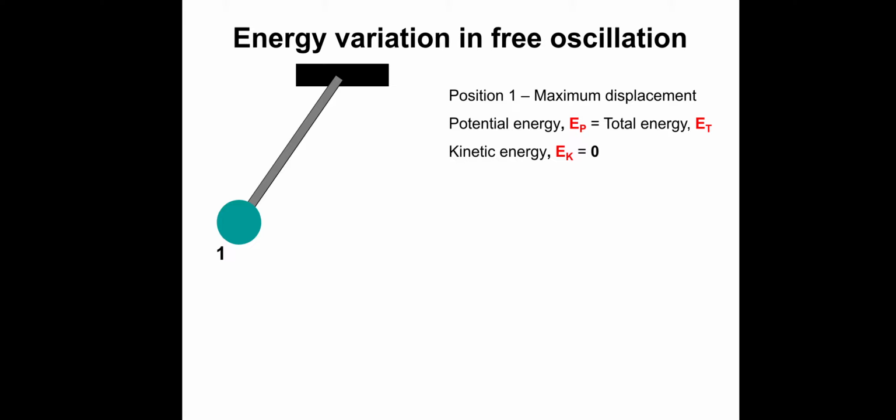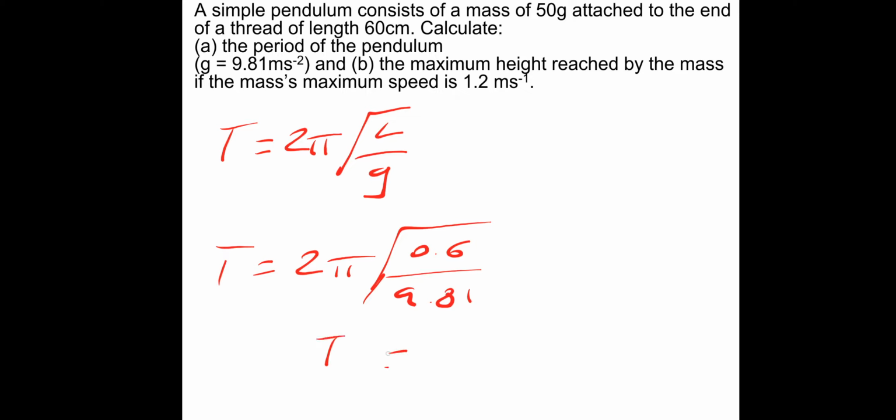So T equals 2 pi root L over g. Let's put some numbers in. So the time period is 2 pi root L, so we've got 60 centimeters, so 0.6 meters, divided by 9.81. And if you calculate that, you should get 1.55 seconds.